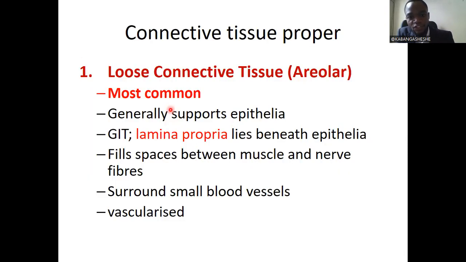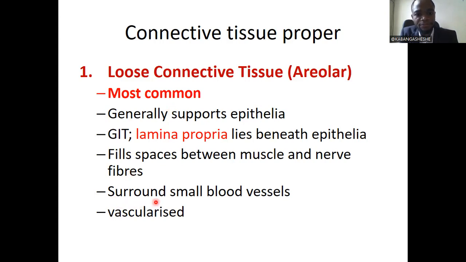Apart from that, loose connective tissue is termed as such because it has less fibers in comparison to other types of connective tissue. Loose connective tissue has less fibers, that is collagen, elastic, and reticular fibers. Then it has less ground substance. I explained last time what ground substance was, which is the part of the extracellular matrix of connective tissue. So that being said, loose connective tissue has more cells, less fibers, and less ground substance.